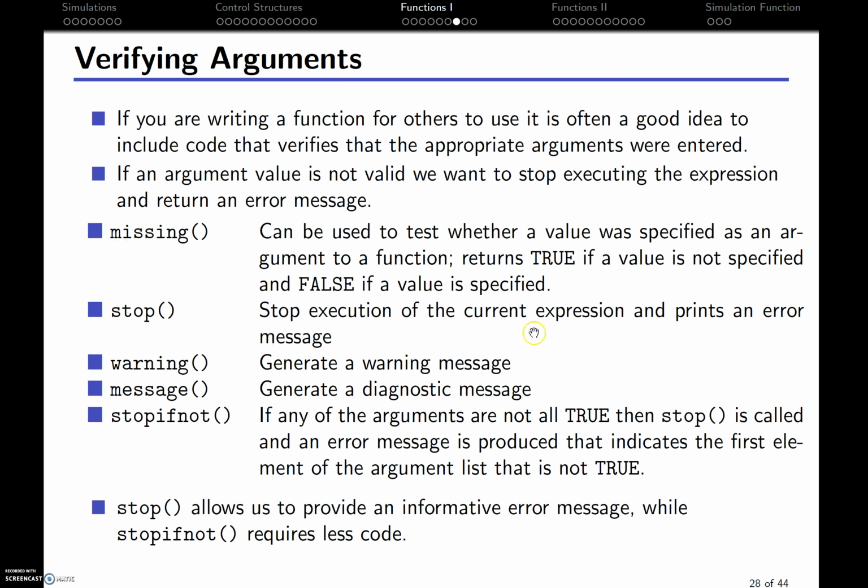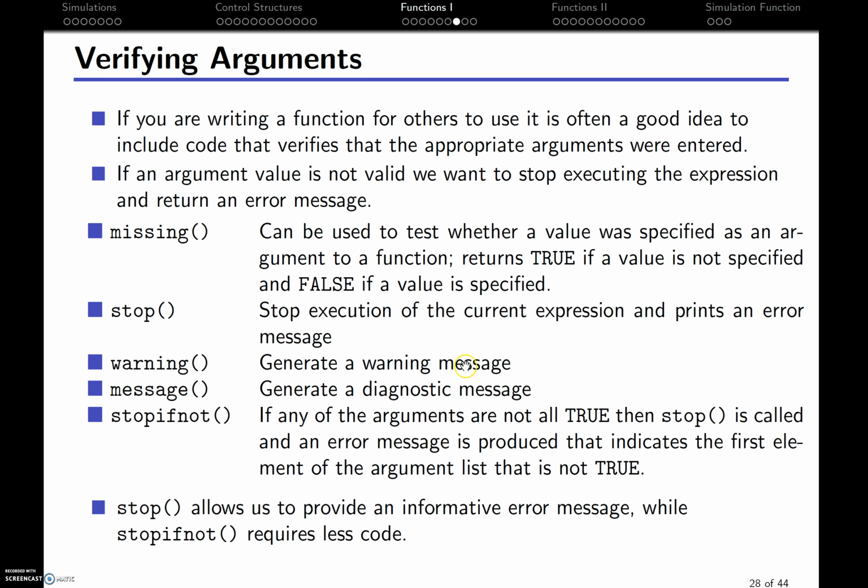missing can be used to test whether a value was specified or not. If true, then the value is not specified, and if false, then it is specified. This would give you a way to test: did they put in all the arguments they should be putting in? And you could just return a character string saying some of your arguments are missing or something like that. A stop function would stop execution if you come across a certain type of error within the calculation. And this might depend on them putting in the arguments incorrectly.